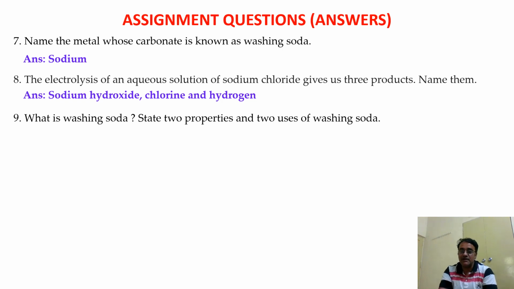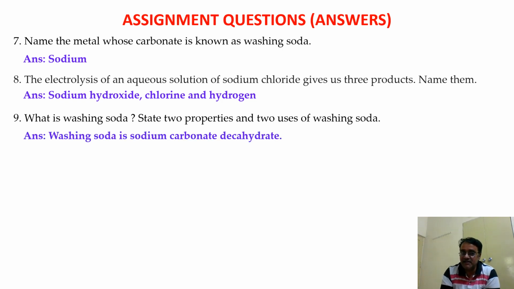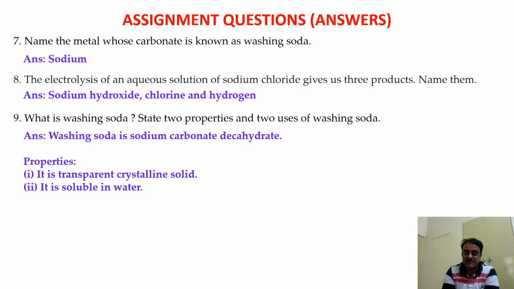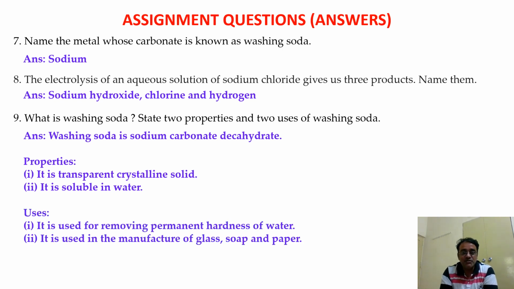What is washing soda? State two properties and two uses of washing soda. First, let's look at washing soda. It is sodium carbonate decahydrate, so Na2CO3 with 10 molecules of water. Two properties: it is a transparent crystalline solid, and it is soluble in water. Two uses: it is used for removing permanent hardness of water. It is used in the manufacture of glass, soap and paper.